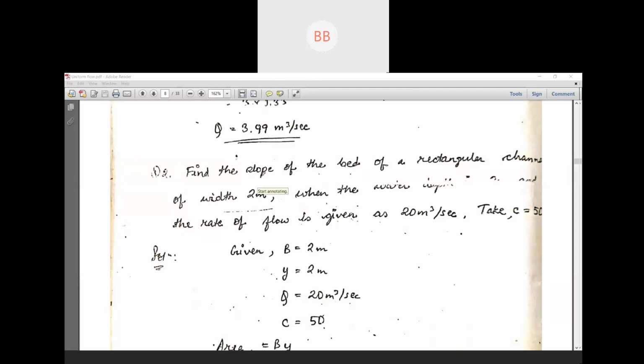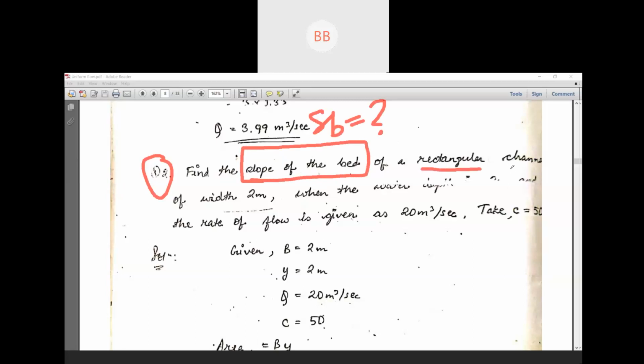Okay, so we are going to proceed to the next numerical. Okay, second numerical, find the slope of the bed. Okay, so this time we need to find out bed slope, SB. Okay, we need to find out the bed slope.